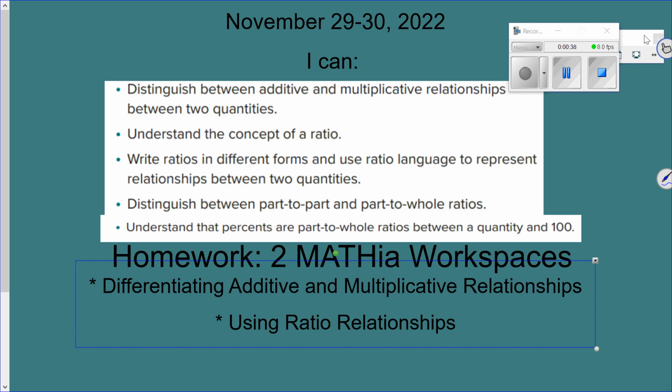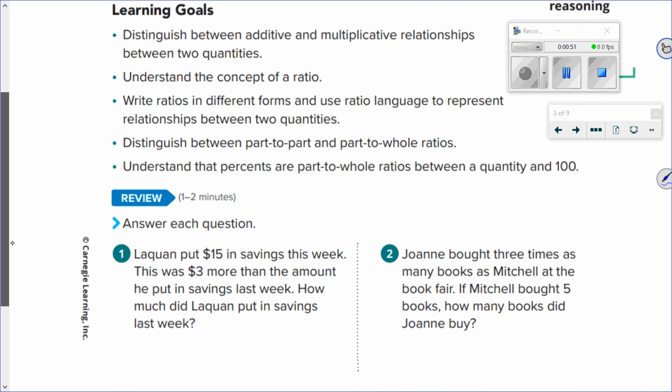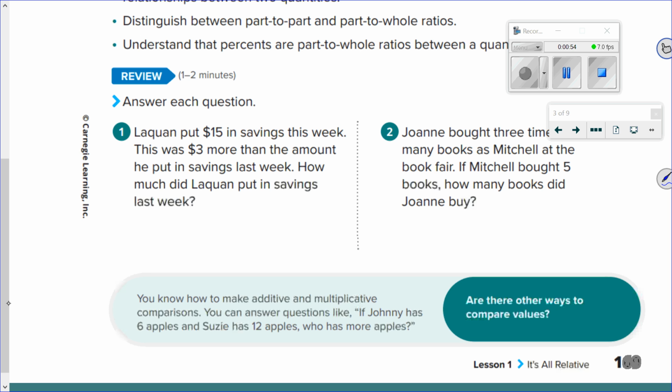Okay, open up in your modules to page 167 in your math book. Again, you can see our learning goals, what we're doing today. We're going to start with 2 quick review questions. All you're going to do is read the questions, make sure you're putting them in full sentence answers, since these are word problems. So it should only take you about 2 minutes. These aren't hard ones. You may work together as a table if you want to.